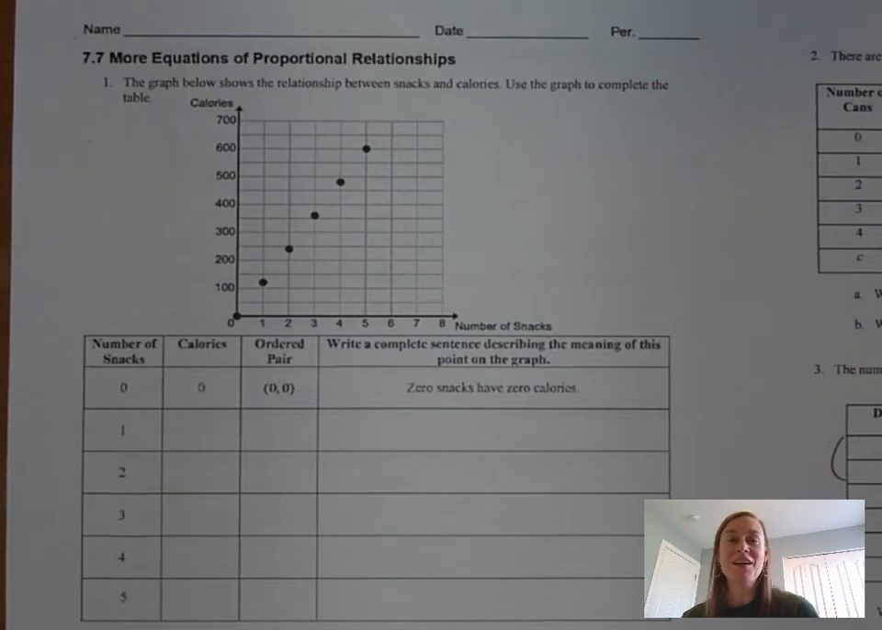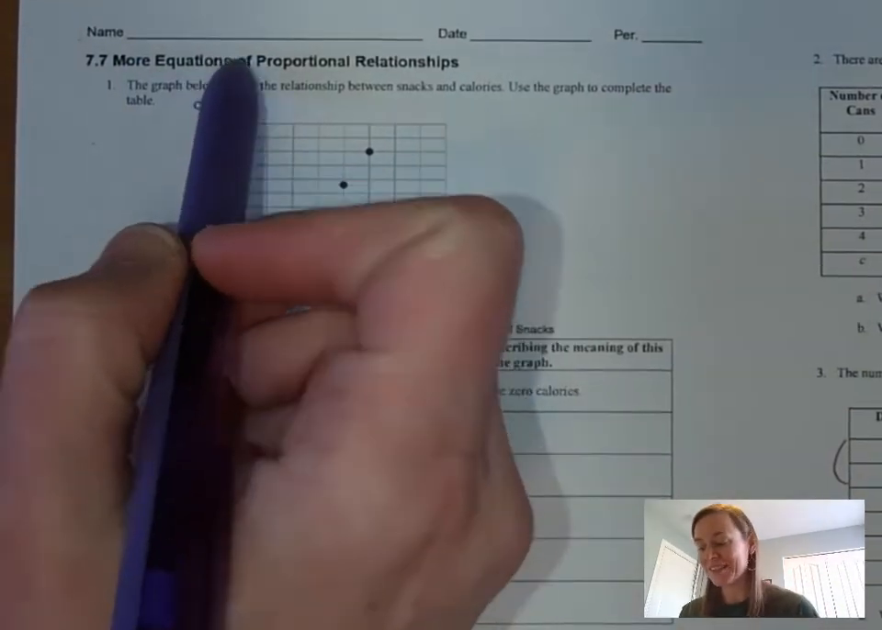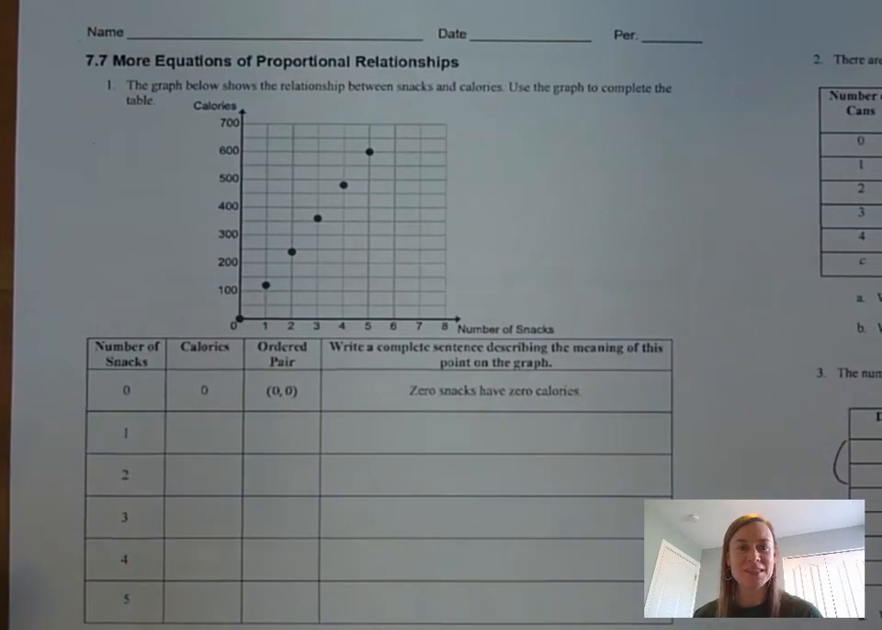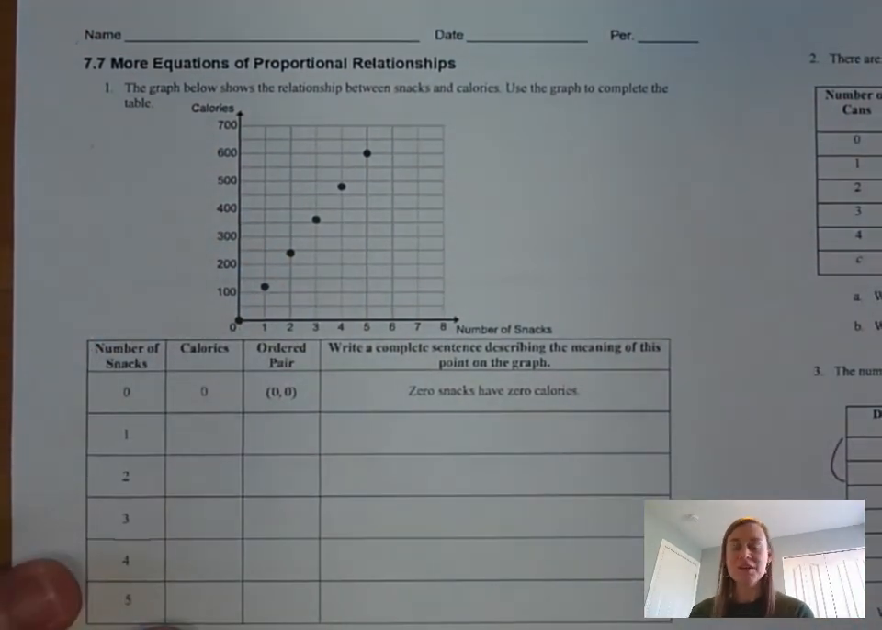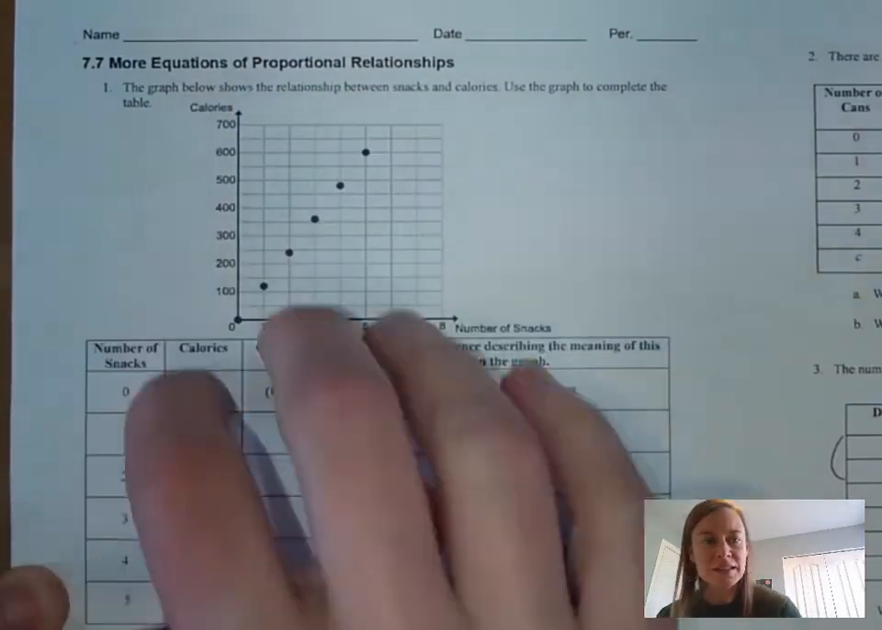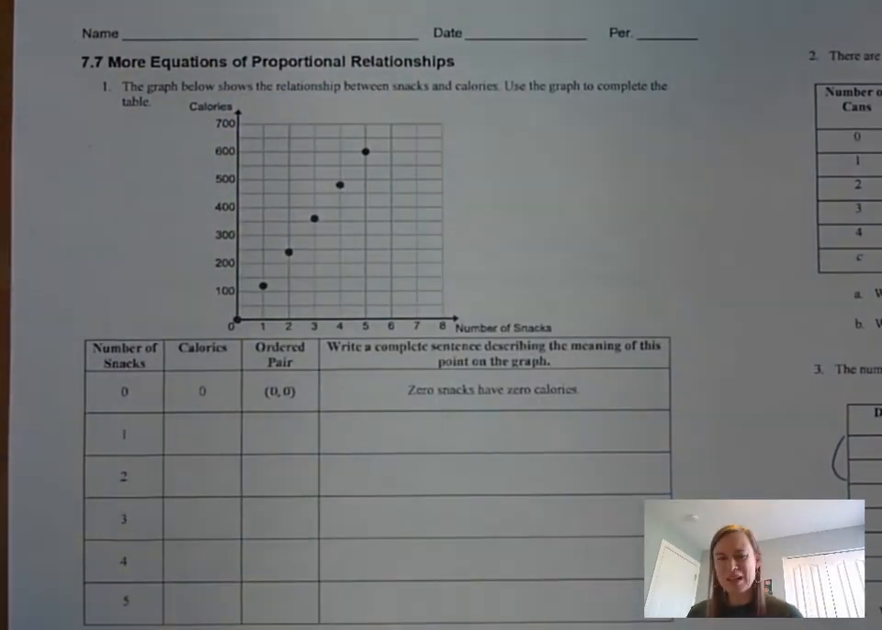Today we're working on 7.7, more equations of proportional relationships. This is your assignment. We don't have a notes page for today, so again, we're working from our assignment. I will be doing the entire problem number 1 with you, and then I'll give you a couple of little tips on the rest of the problems. So let's get started with problem number 1.